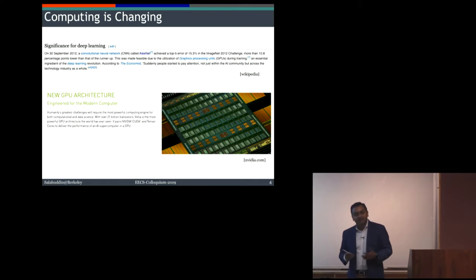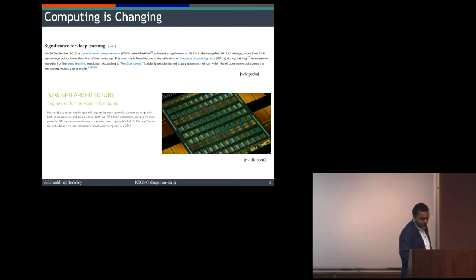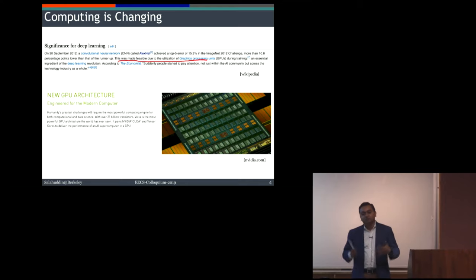Moore's law is dying, this and that. It has been advancing for many decades. And I took this from Wikipedia. The first ImageNet paper, right, what they're saying is this was made feasible due to the utilization of GPUs, right? So GPUs made it possible to actually process that amount of parameters in a reasonable amount of time.